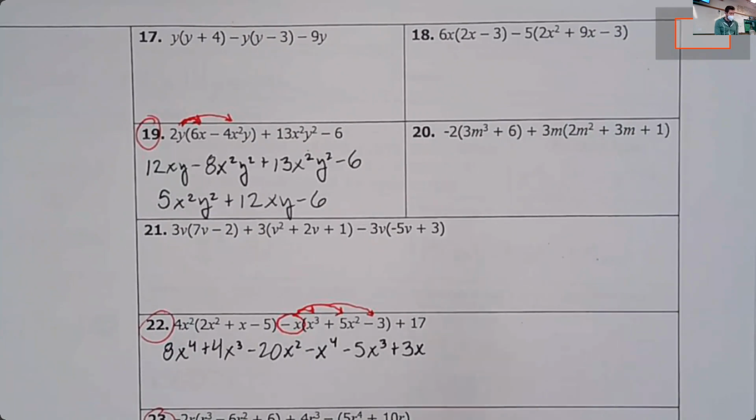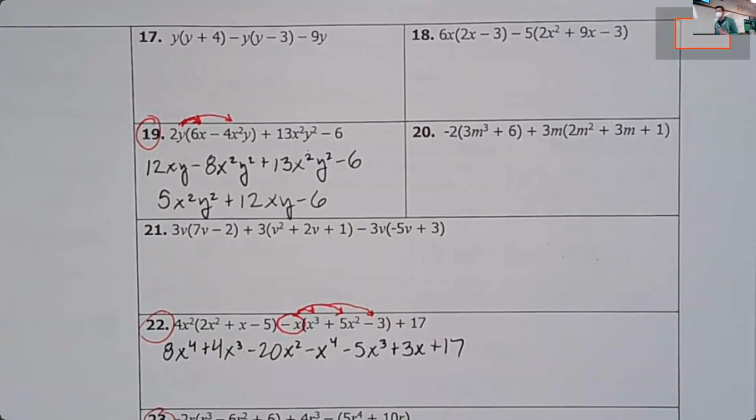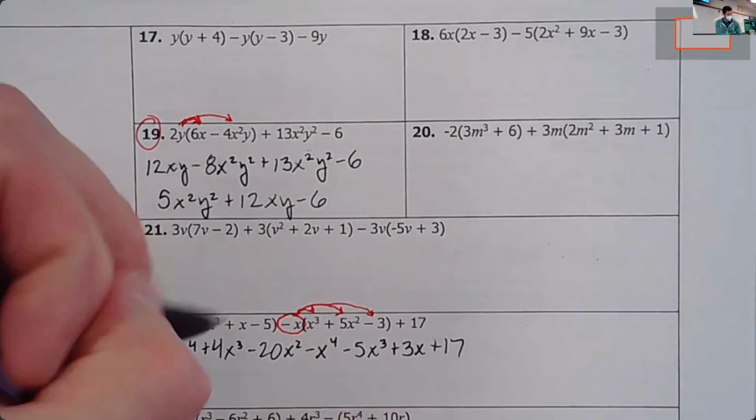And then negative, let's see, we did that one there. And then plus 17. So plus 17 on the end. All right, then we got to look for some like terms here. And the highest exponent we have is 4. So x to the fourth, 8x to the fourth here. We have a minus x to the fourth here. So 8 minus 1 is 7. So that'll be 7x to the fourth.